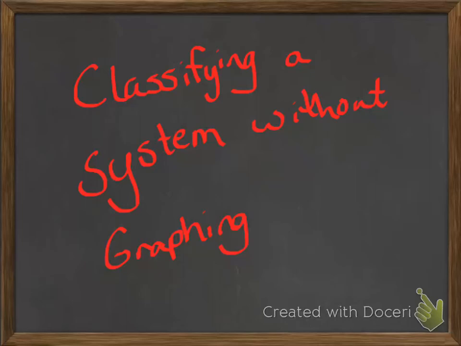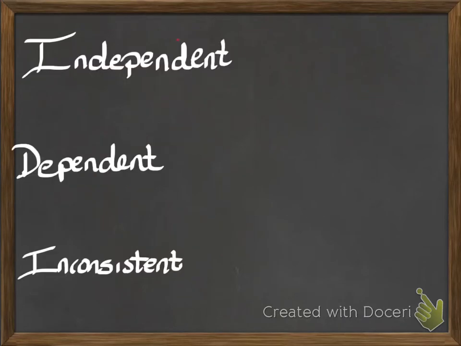This is the second part of 3.1, classifying the system without graphing. So you are going to do something very similar to the starting point, where you have to get y alone, but we're not having to go any further. We're going to talk about 3 new terms that we're going to be dealing with.